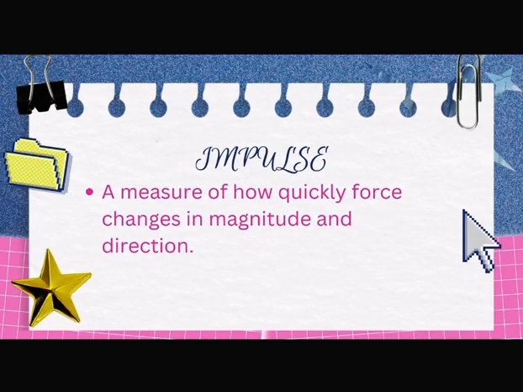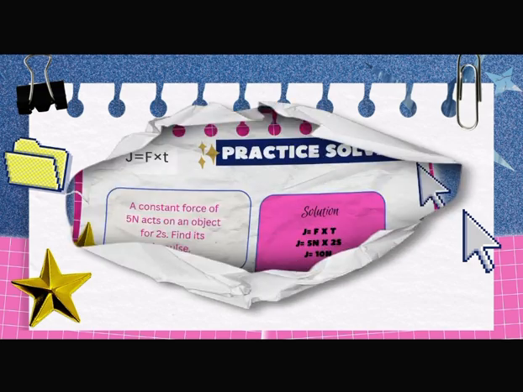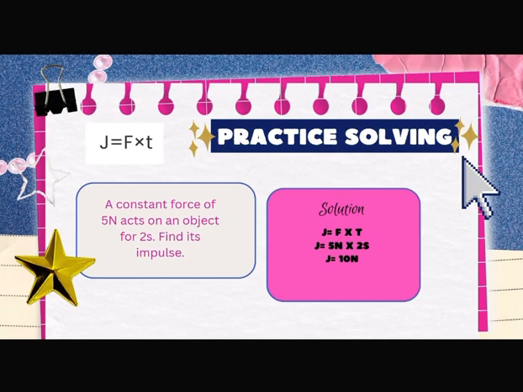And finally, let's discuss what is impulse. Impulse measures how a force changes an object's motion over time. In other words, it tells us how much the momentum changes when a force is applied for a certain amount of time. A constant force of 5 Newtons acts on an object for 2 seconds.